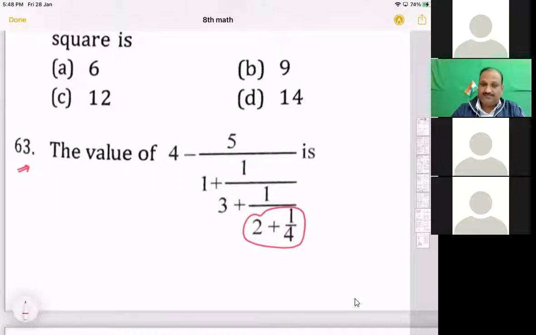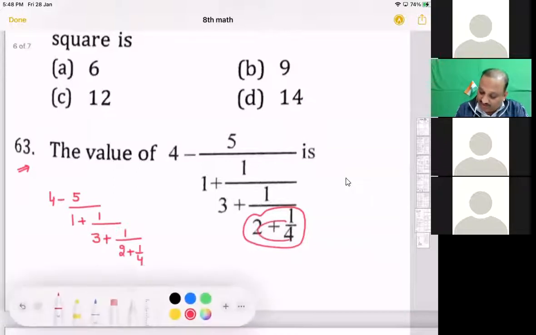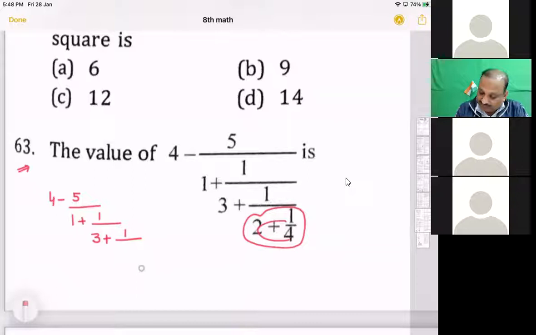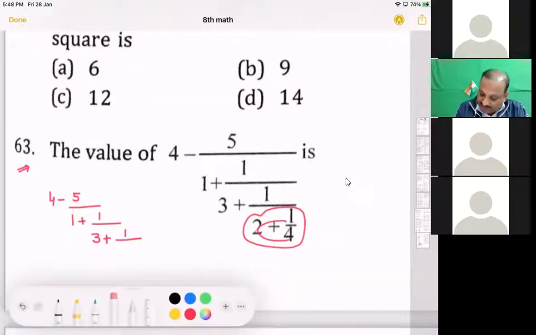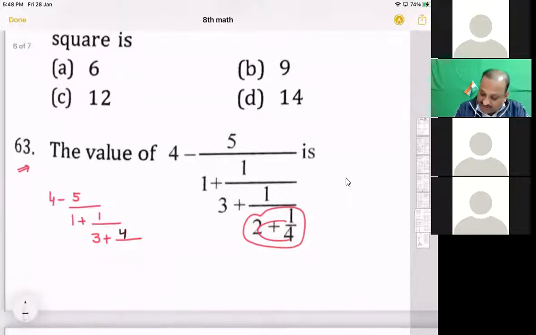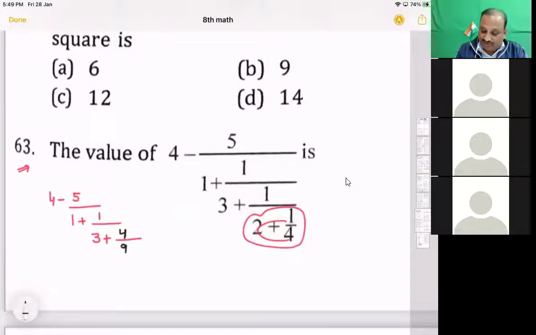Okay, I can start from the lower end. ठीक, and from the lower end I will solve it, and it becomes 4 minus 5 upon 1 plus 1 upon 3 plus 1 upon 2 plus 1 upon 4. Now when you solve it, it becomes 9 by 4. तो आप इसको छोड़ दीजिए, it becomes 9 by 4, or ultimately we can say it is 4 upon 9. Now just solve this one. So you will find, with 9 as LCM, 27 plus 4, it becomes 31 by 9.